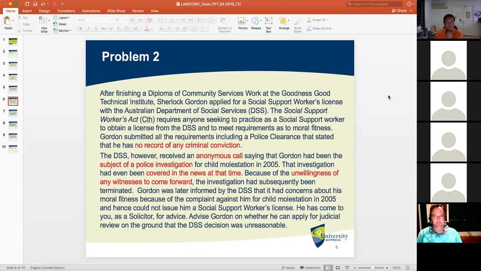What do you think? I think a person is presumed innocent until proven guilty. Mm-hmm. And the fact that he was subject to a criminal investigation doesn't or shouldn't prevent him from future work.